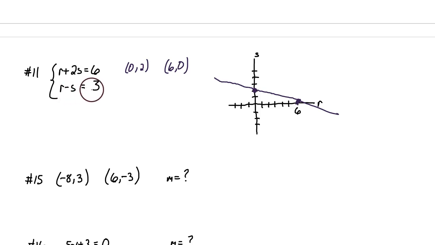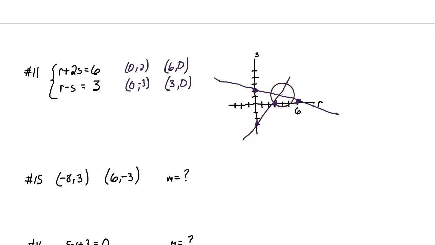The second one is also in standard form, so using intercepts would be a good way to graph it. When r is 0, s is -3. When s is 0, r is +3. 0, -3 is here, and 3, 0 is here. And draw a nice straight line through those dots.